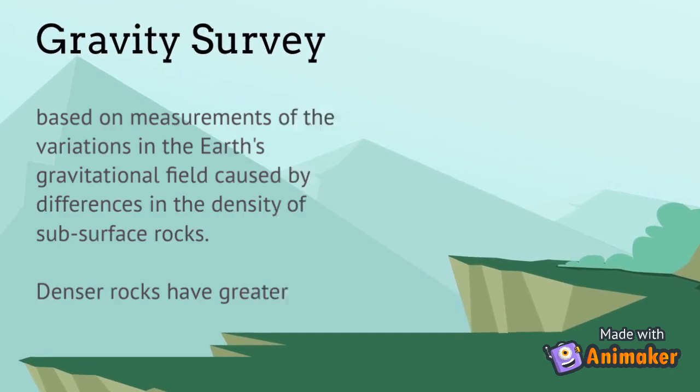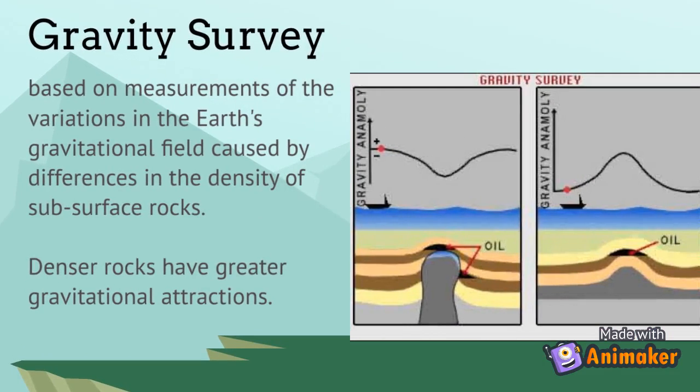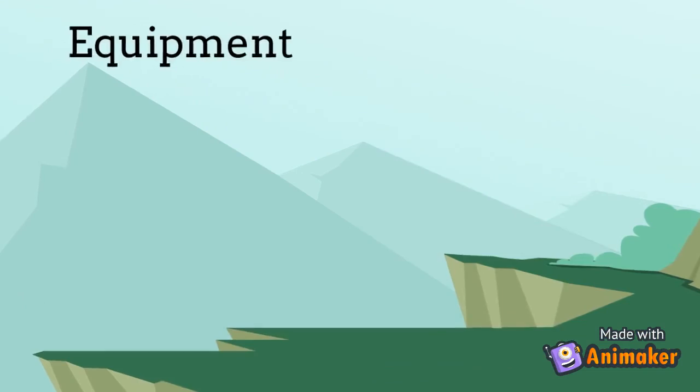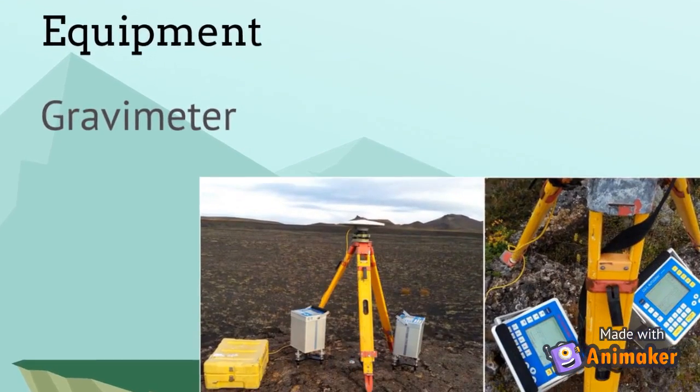Gravity surveying measures variations in the Earth's gravitational field caused by the differences in the density of subsurface rocks. Denser rocks have greater gravitational attraction. The equipment used is the gravimeter.